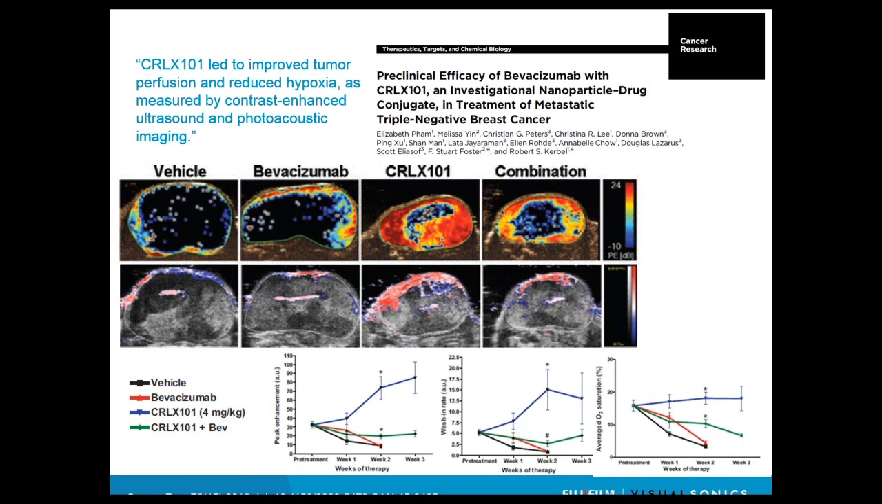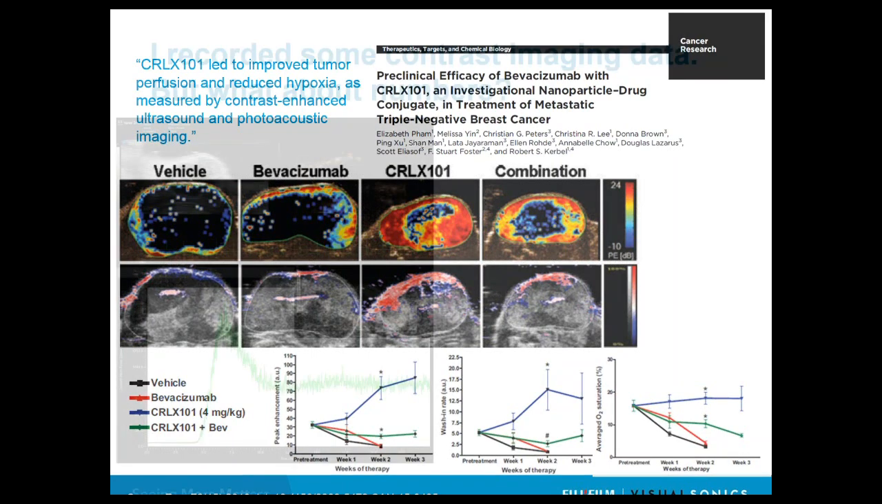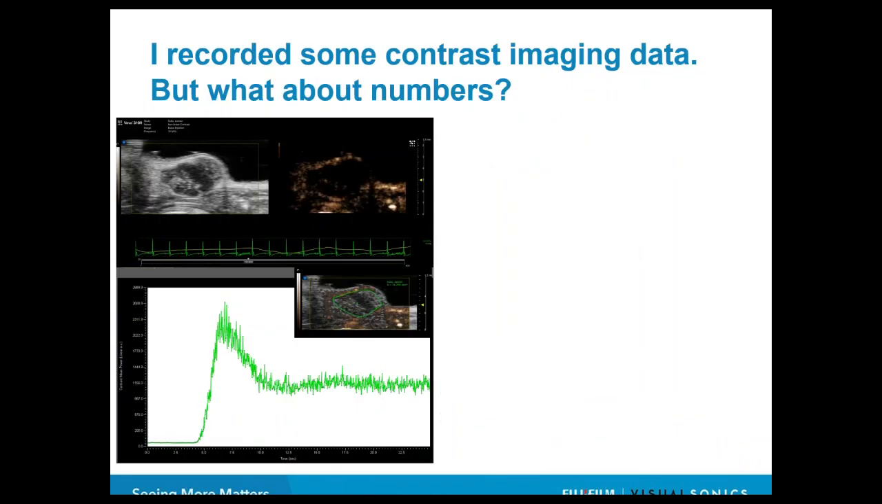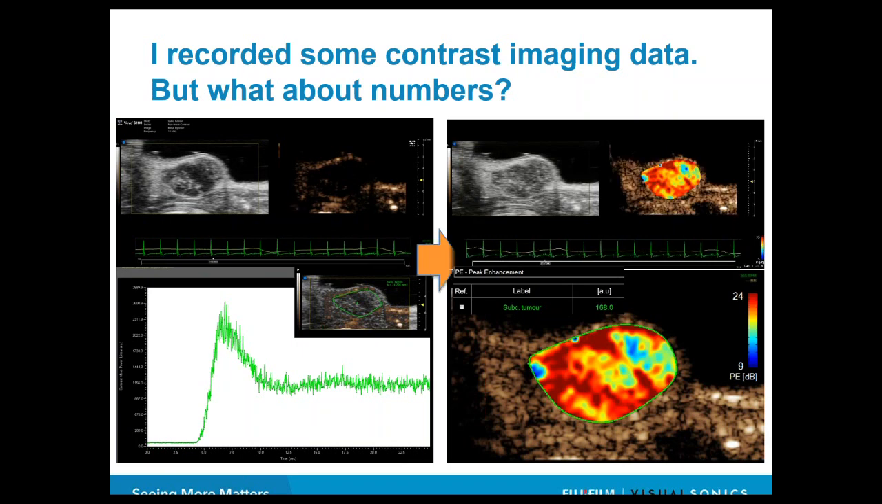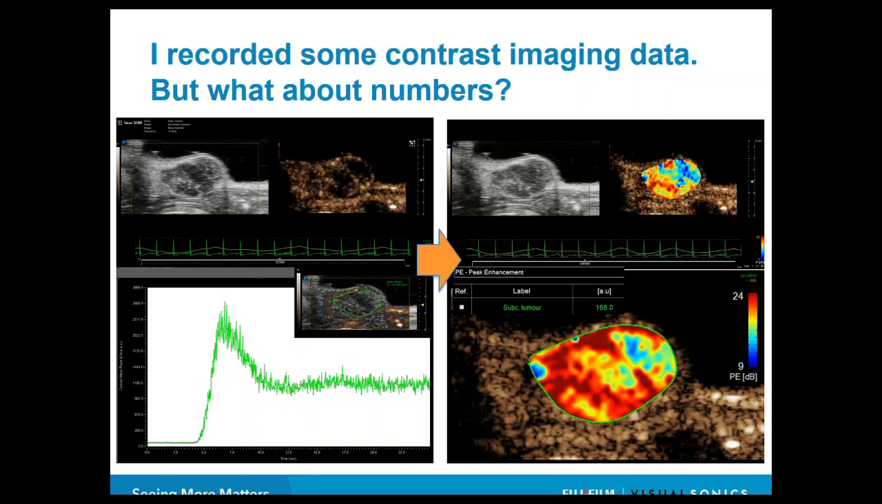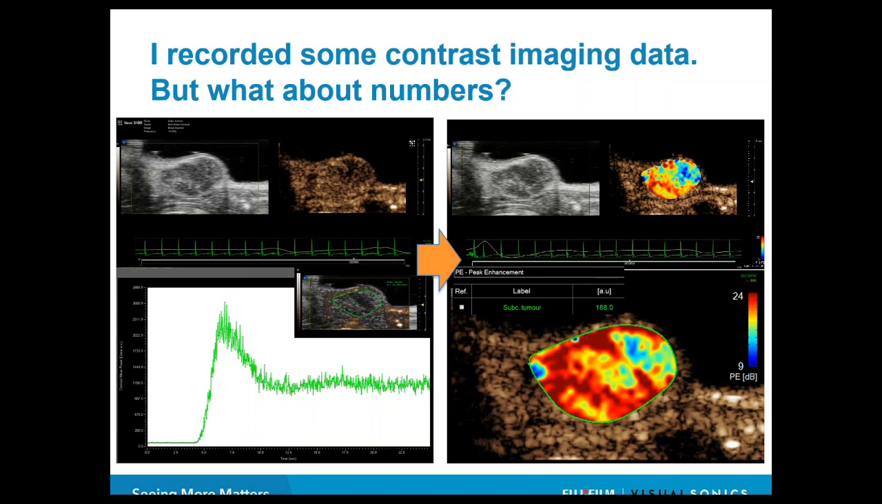Okay, so we've seen that you can get some nice data, that other people publish some nice data using contrast imaging, but from what I showed you in my introduction so far, we've only seen the bolus infusion, we've seen some time intensity curves. Now the question is, how do you get to have these nice images? How do you get to have some numbers, some parameters you can work with? And the answer for this really is to run some analysis with the VevoCQ software.